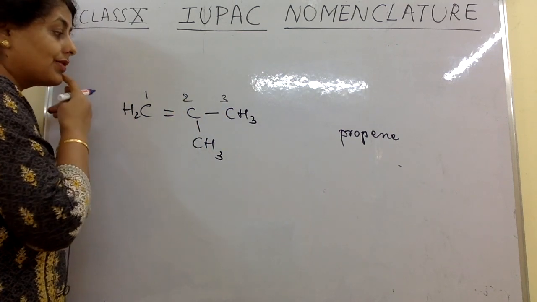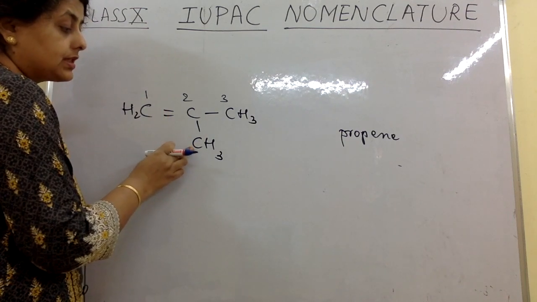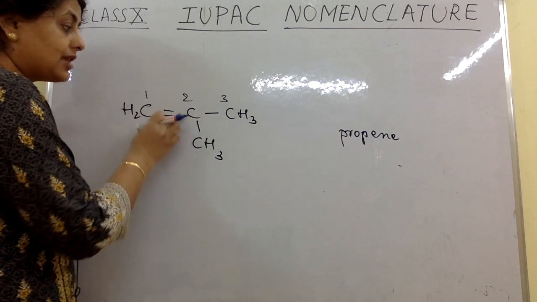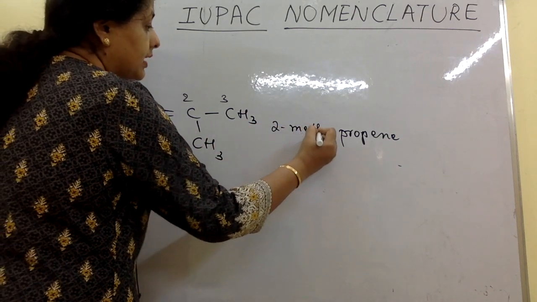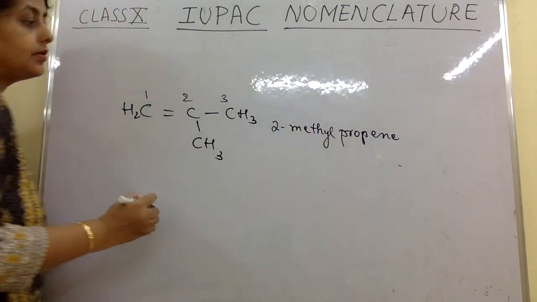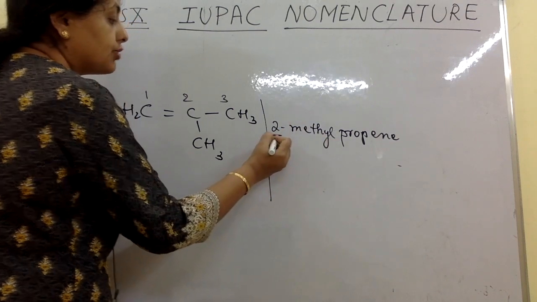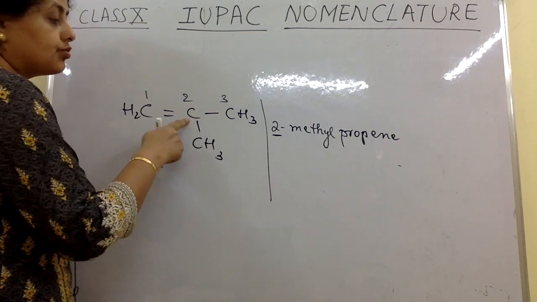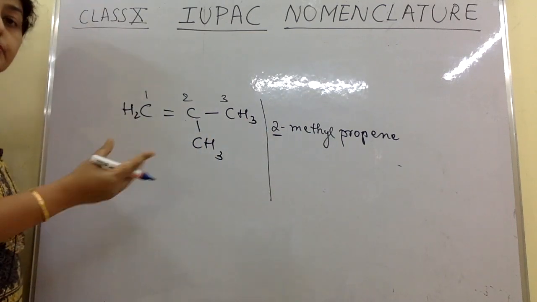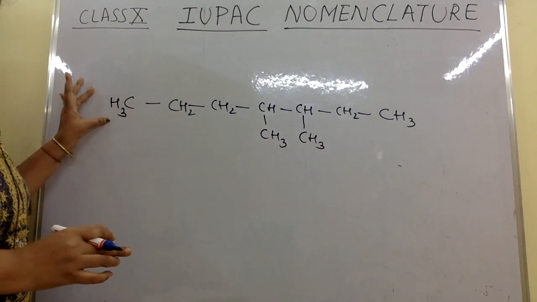Now here, how will we do the rest of the naming? This substituent, which is the methyl group, is attached to the second carbon, so we will say 2-methyl propene. That is our name, 2-methyl propene. This 2 is for the second carbon atom, so this methyl group is attached to the second carbon, so 2-methyl.